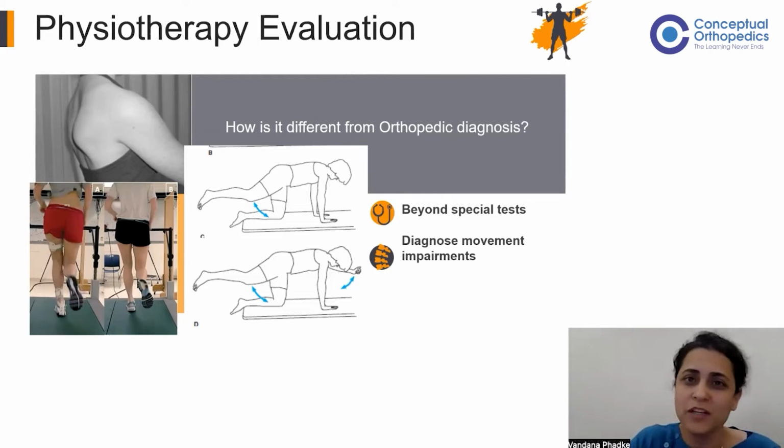And I see a few orthopedic surgeons also doing it. So that is good. So what is important is I, as a physiotherapist, do certain extra evaluations on my patient to know whether the person has any movement impairment. So the orthopedic label of impingement or low back pain or patellofemoral pain is not useful for me. I need to know what is causing that. And if I know the cause, then I know how to treat it.